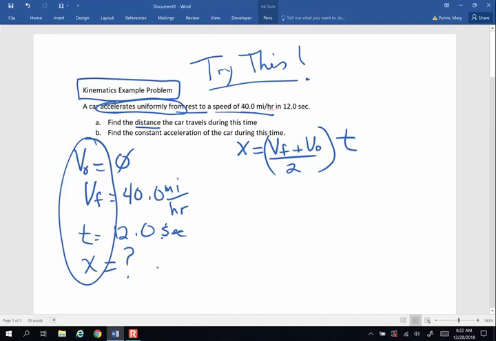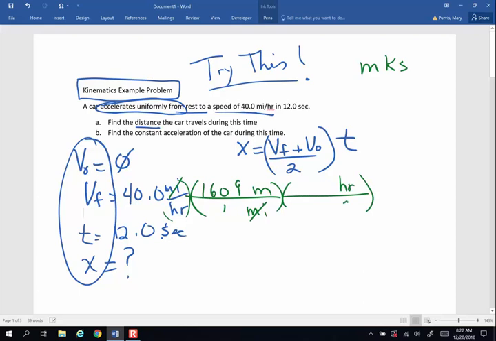I think I've got everything to put these in, except there is a problem. Did you spot the problem? The problem is this is miles per hour, and this is in seconds. So when in doubt, go to MKS, meters, kilograms, seconds units. So I am going to get rid of miles, go to meters. There's 1609 meters in 1 mile. And I'm going to get rid of hours and go to seconds. There are 3,600 seconds in 1 hour.